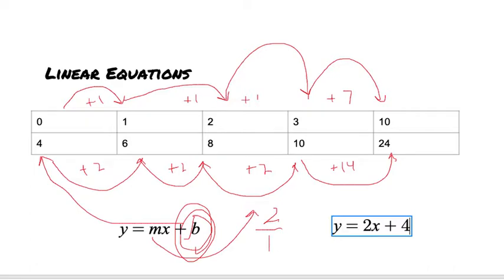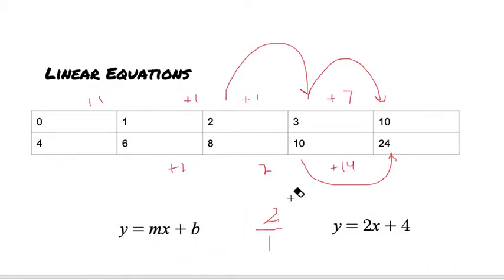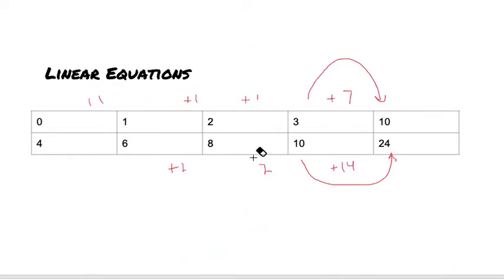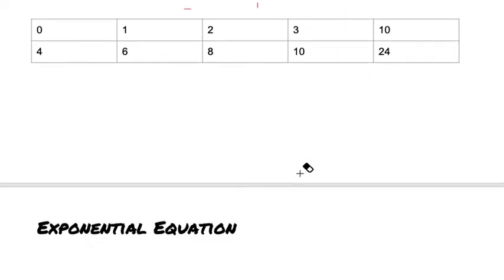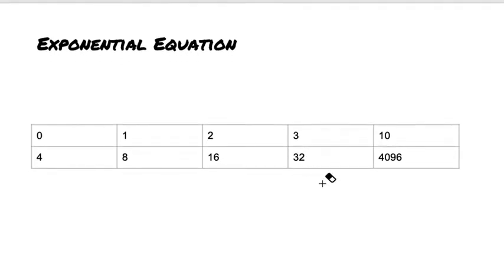Now, what about when I look at, I'm going to go ahead and just erase all of this. So what happens when I'm looking at an exponential equation? All right, so an exponential equation, again, I've got a table here. But an exponential equation means it's not going to be adding by the same number, that would be linear, it's going to be multiplying by the same number.